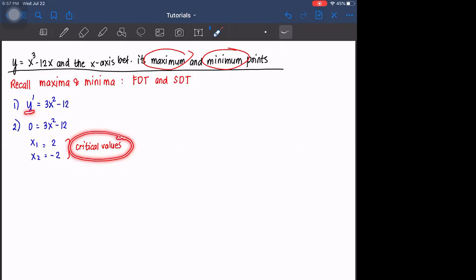And if y prime is equal to 0, so what? Meaning the tangent line is horizontal. Meaning, this is the possible abscissa.